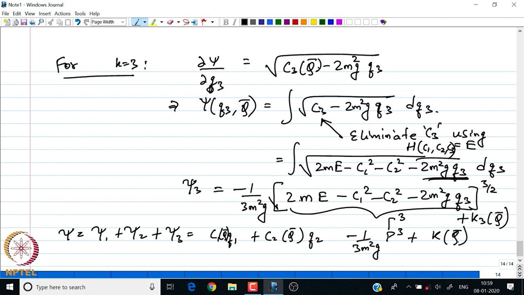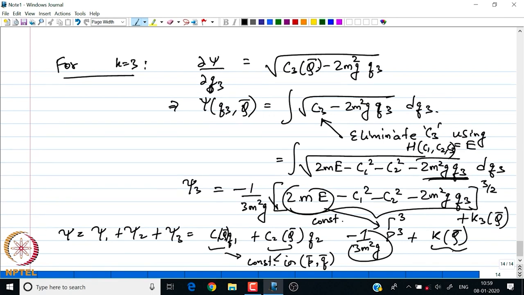Now, notice that these two are my constants in the framework p bar comma q bar. These are my constants in the original reference frame. And we also have a constant sitting here, inside gamma, right. And finally, we are introducing another constant. So, we have introduced 1, 2, 3, 4 constants.